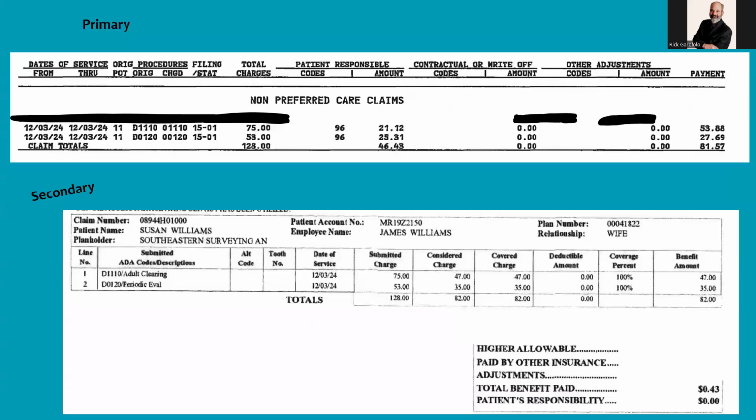Here, the office is out of network with the primary. So because the office is out of network with the primary, the patient is responsible for the difference between the primary's allowed fees and the office's full office fee. There is no adjustment due there. But the office is in network with the secondary.